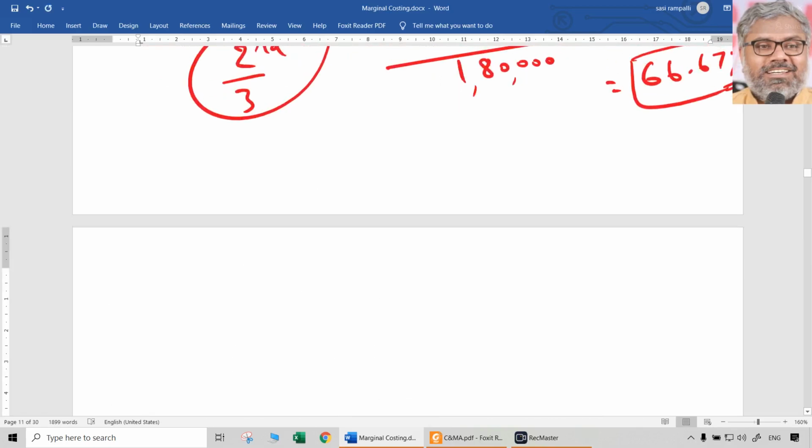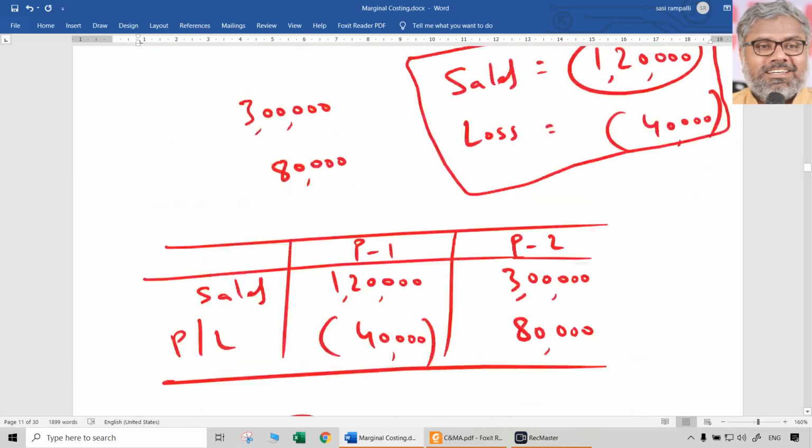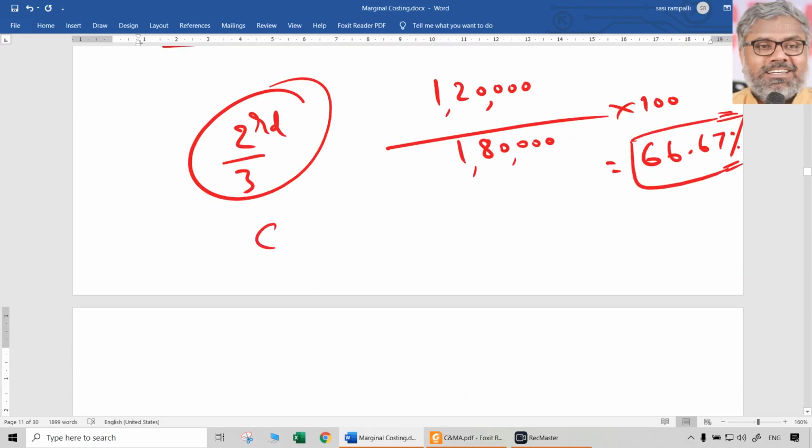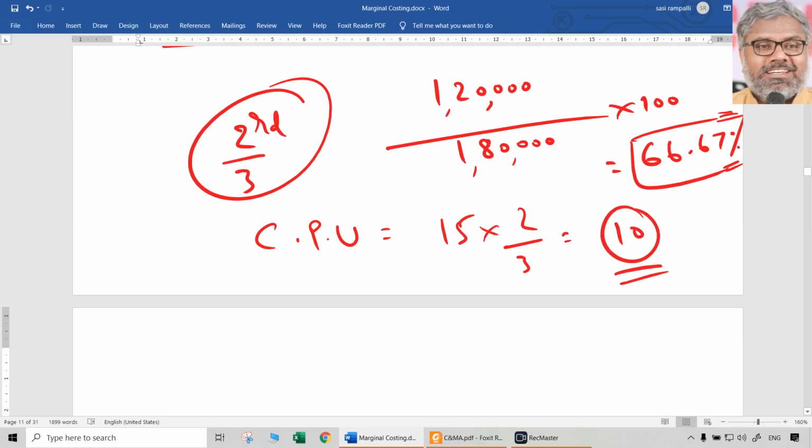Contribution per unit, let us find out first, because we know the PV ratio already anyway. So what was PV ratio? 2/3 of the selling price. Selling price how much? 15 rupees. So what will be the contribution per unit? 15 into 2/3, or 15 into 66.6667%, whatever it is. That will be how much? Nothing but 10 rupees is the contribution per unit.